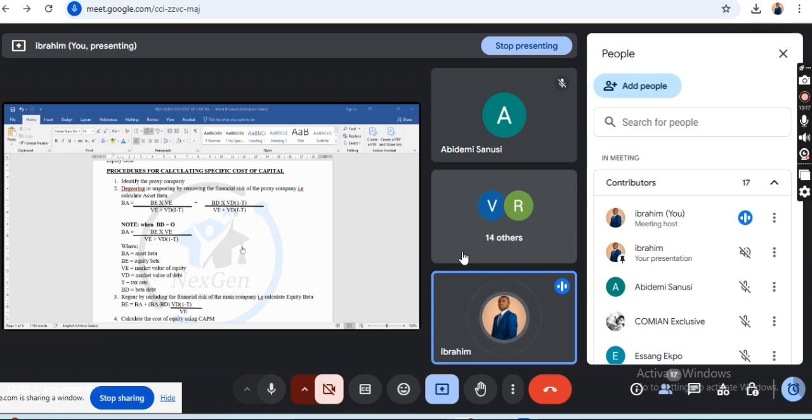Now, with that company that you identify, that other company is called what? A proxy company, or surrogate company. Once you read the question, you have identified that company. The second step is for you to de-gear or ungear, by removing the financial risk of the proxy company.